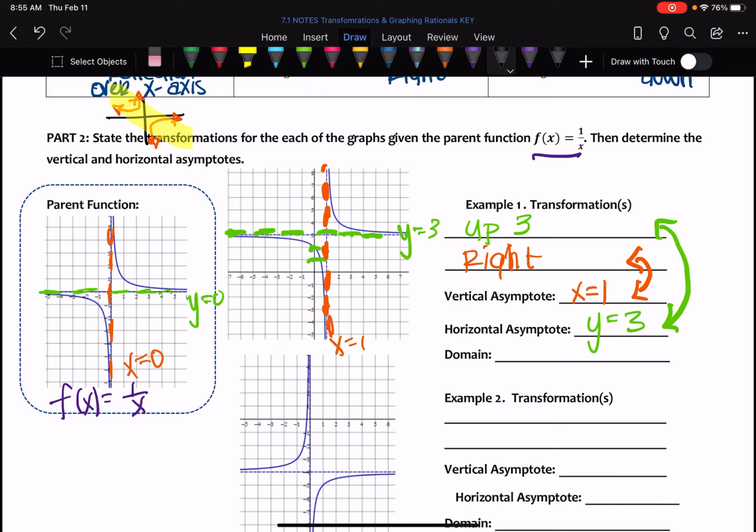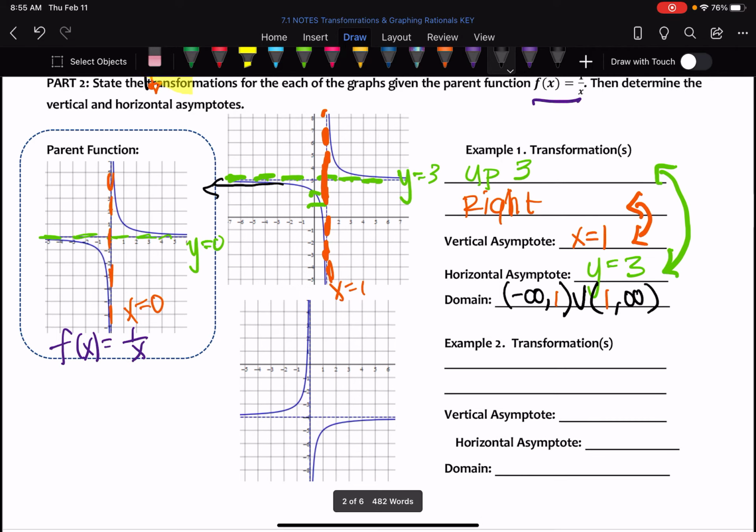Okay, so I'm going to start. You always read left to right. So how far left can my function go? Well, it can go forever. So I'm going to start at negative infinity. It's going to stop at my vertical asymptote right here, because it can't touch this x value at 1. Okay, so we're going to approach but never touch. We're going to start back at 1, and then it's going to go forever to the right, so to positive infinity. Let's try our next example.